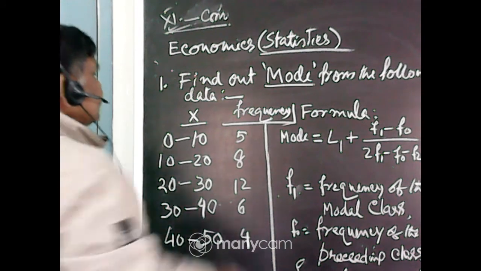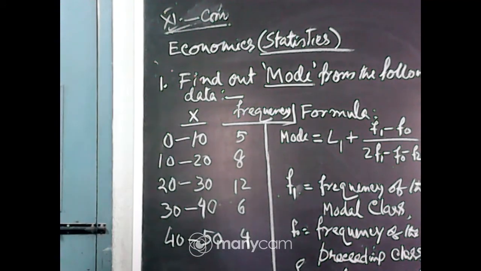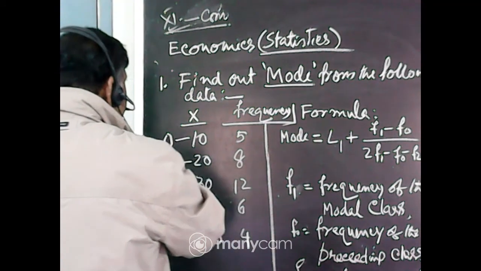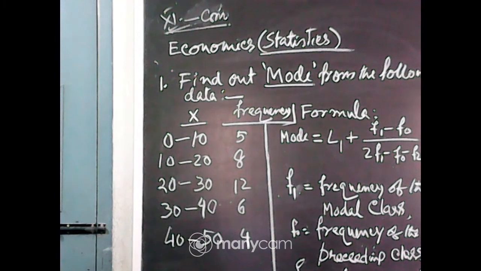And L1 is the lower limit of the class interval where frequency exists. L1 is the lower level of the frequency class. That is, if frequency exists here, 10 is the lower level, 10 is L1. And I is the interval, 0 to 10, 10 is the interval, 10 to 20 all are equal, that is I.